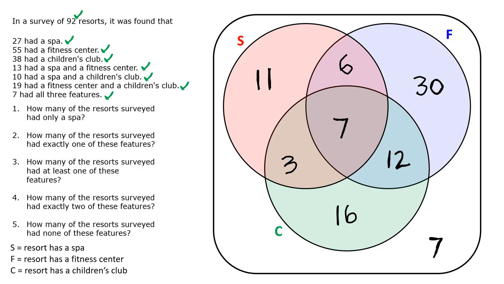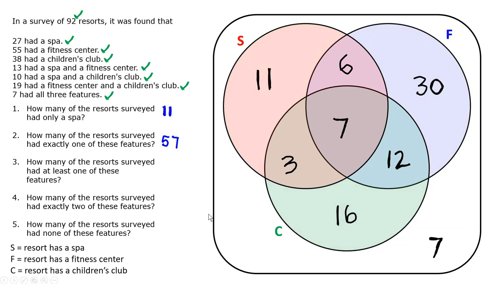So the questions you were asked to answer: how many of the resorts surveyed only had a spa? Well, only having a spa is this region that I just highlighted in yellow here. So that would be 11 of them. How many of the resorts surveyed had exactly one of these features? That means it either had a spa only, a fitness center only, or a children's club only. So we're looking at these three regions combined together, and those three regions total 57.